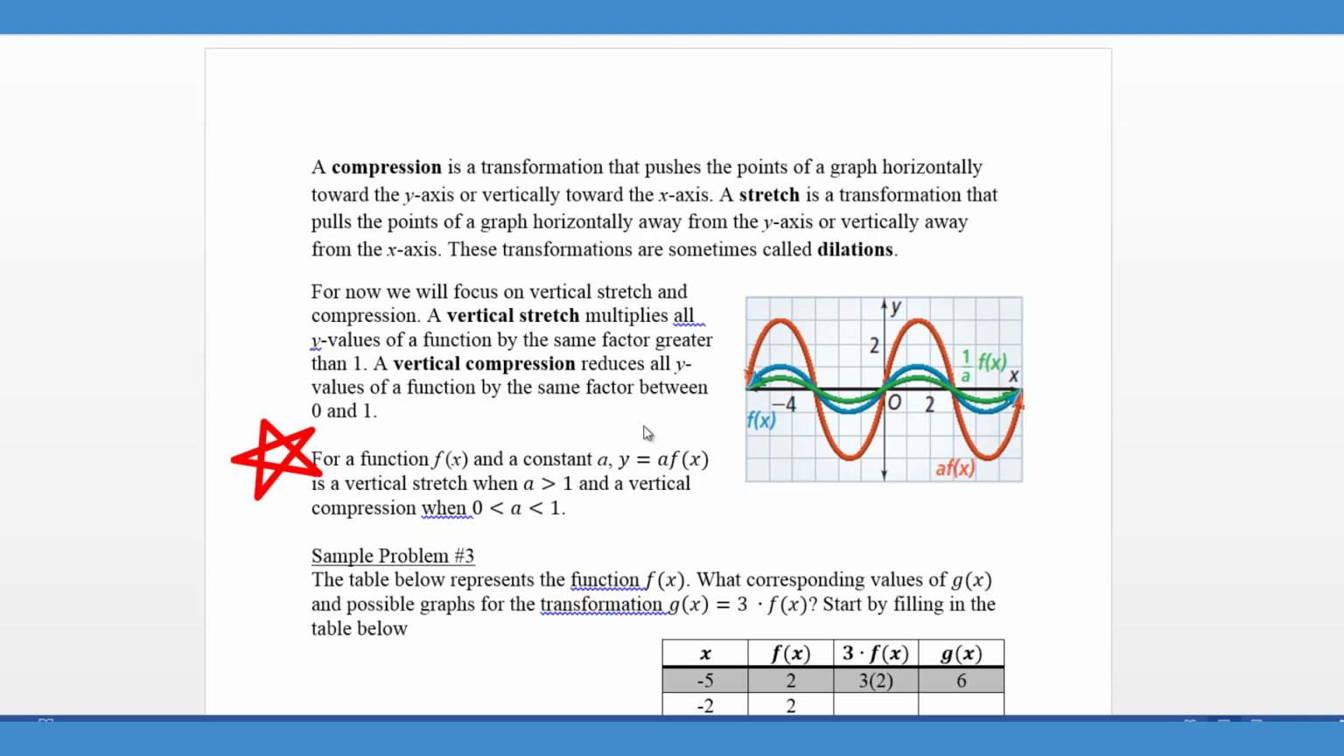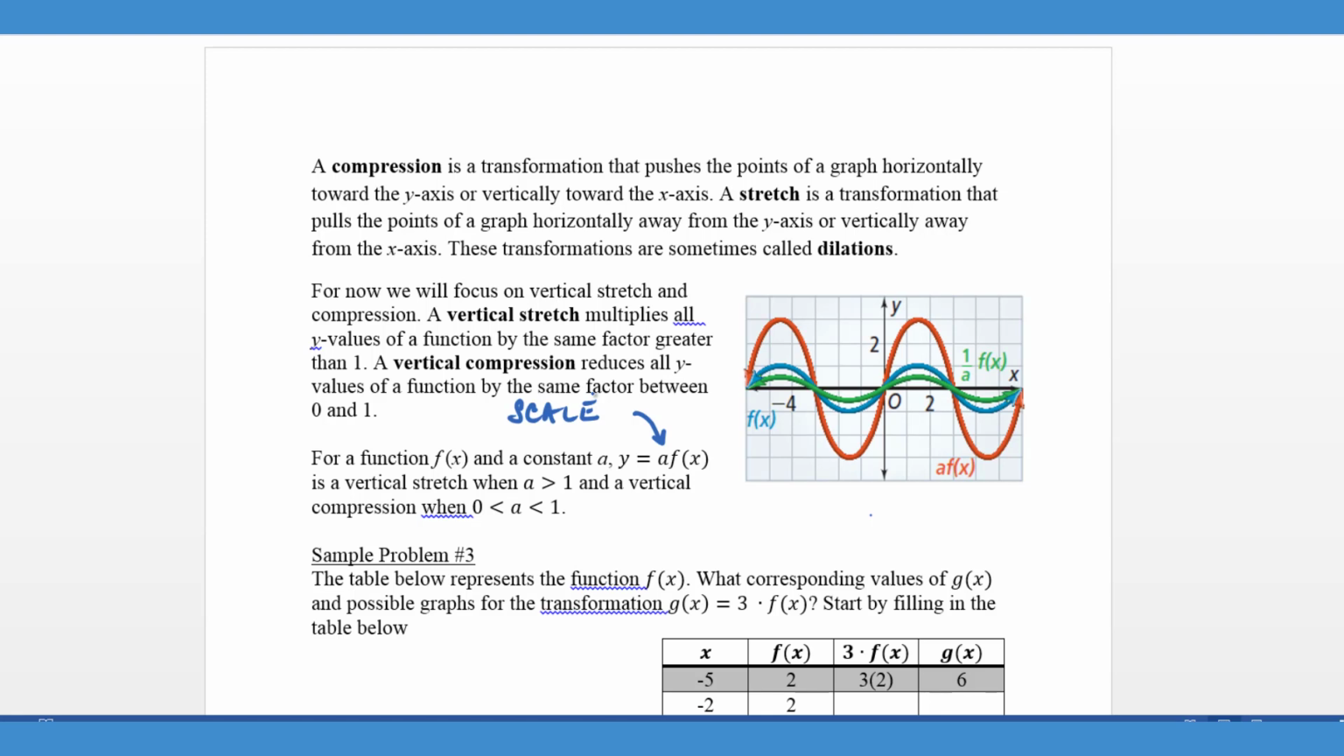And you can see in the equation y equals a times f of x that the a value is being multiplied times the function, and it acts as that scale factor. So just keep that in mind, a scale factor or a multiple. That is pretty much all compression and stretch is.